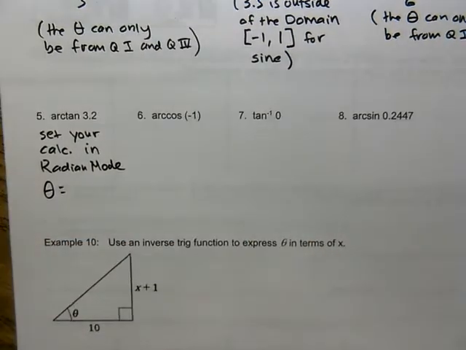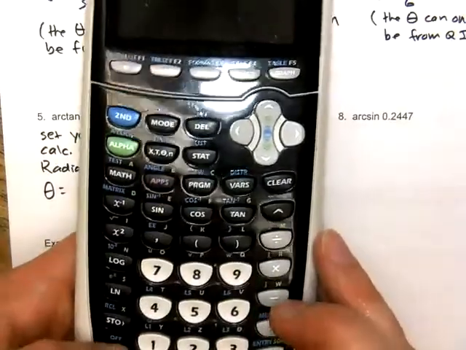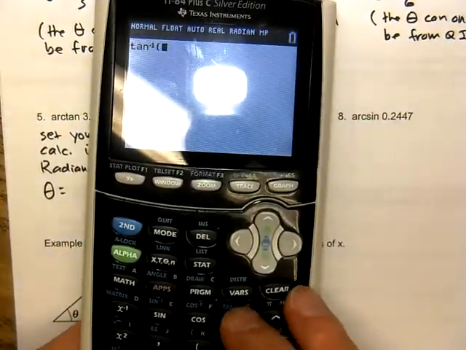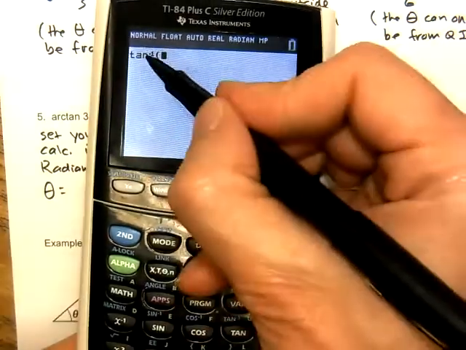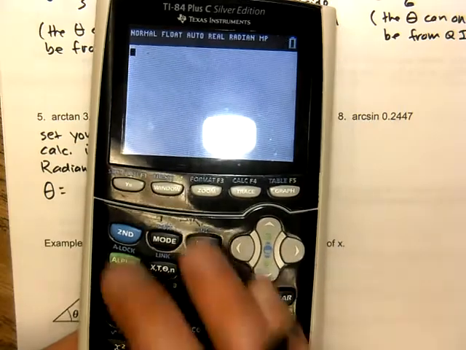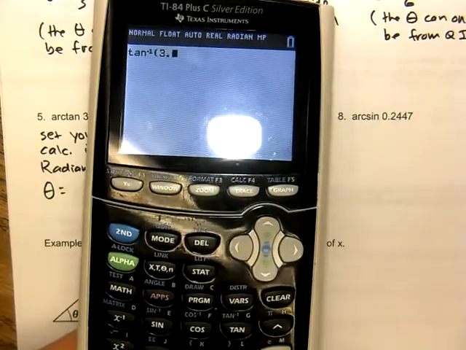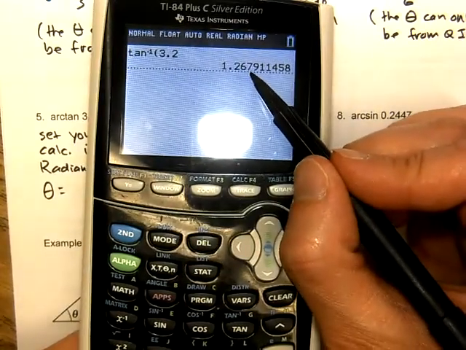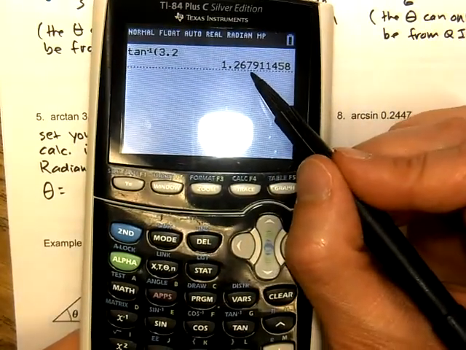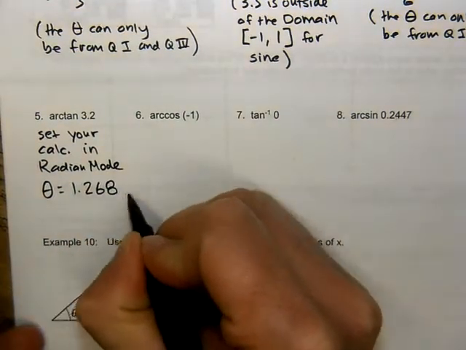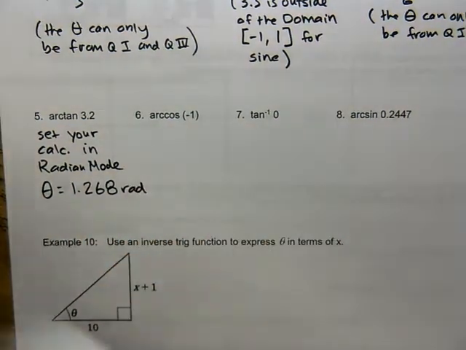And so let's type that in. We want the arctangent. So again, that's going to be our inverse tangent button. So second function tangent pulls up that inverse tangent button of the 3.2. I hit too many. Let me try it one more time. And there's our answer, 1.26. We'll go to 3 decimal places. So 1.268. Now again, that's in radians, so that's an angle of rotation.